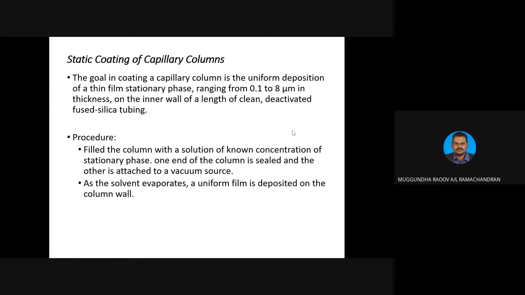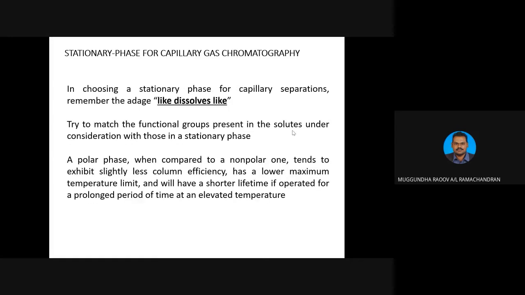So, the static coating of the capillary column. Basically, the goal in the coating of a capillary column is uniform deposition of the thin film stationary phase, ranging from 0.1 to 8 micrometer in thickness, on the inner wall of the length of clean deactivated fused silica tubing. The procedure is to fill the column with the known concentration of the stationary phase. One end of the column is sealed and the other end is attached to the vacuum source. As the solvent evaporates, a uniform film is deposited on the column wall. So this is the static coating of the capillary columns.